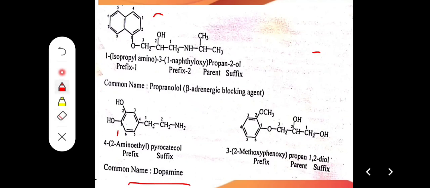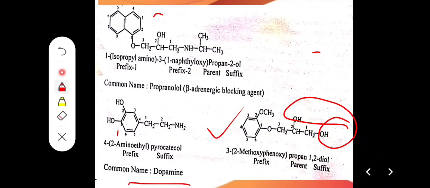Okay, next one, this is 3-(2-methoxyphenoxy)propane-1,2-diol. There should be the suffix 1,2-diol. This 1,2-diol is principal in nature, so we have to consider it as suffix, and the others are considered as prefix because they are not so important.